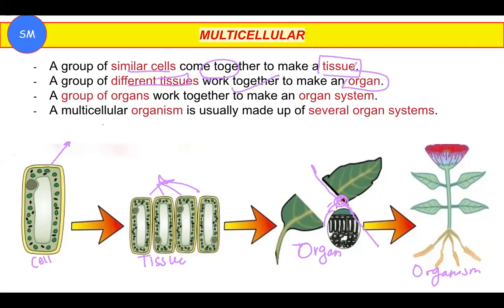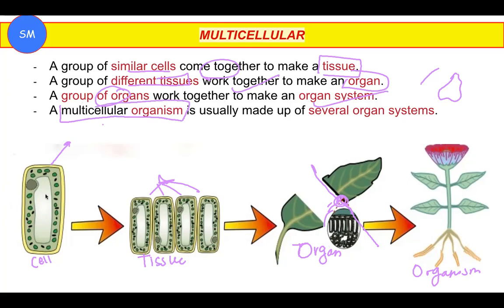Means different organs are present in your body, like the stomach. Okay, it's a different organ. And then the heart is made up of different types of tissues like this. And what happened? A group of organs come together to form an organ system, and this organ system makes a multicellular organism. I hope you get my point, students.